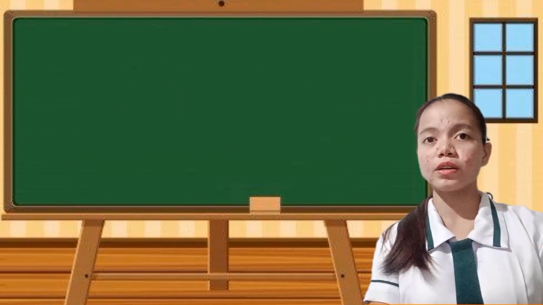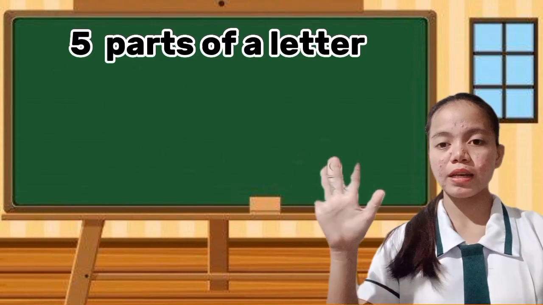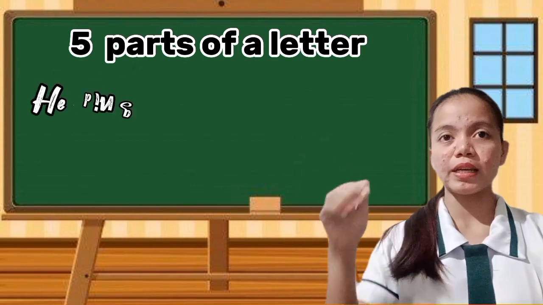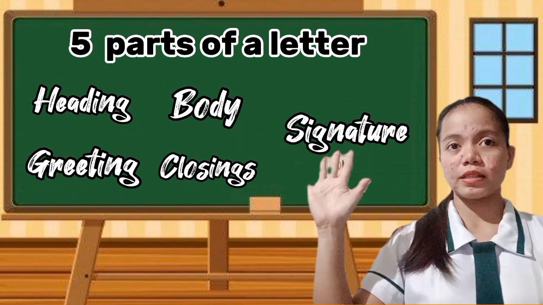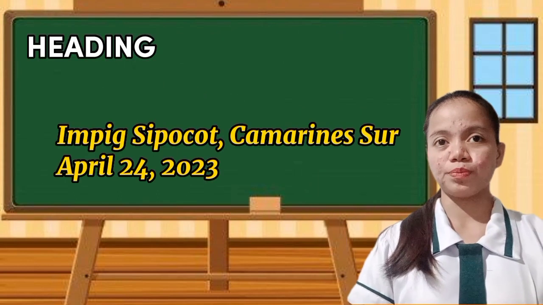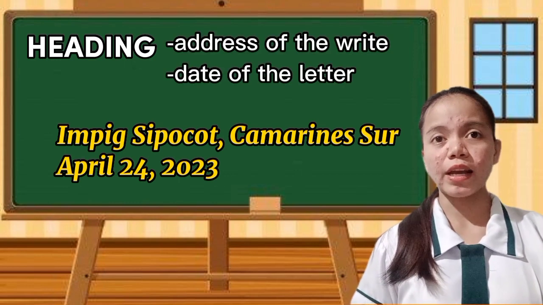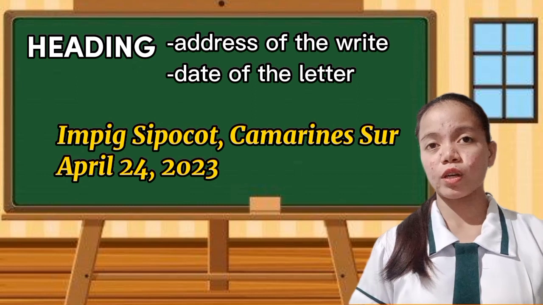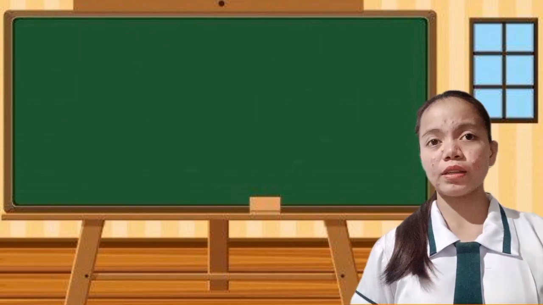I know that you are all ready for our discussion. So there are 5 essential parts of a letter, namely the heading, the greeting, the body, the closing, and the signature. For the heading, let us use this example. So as you can see, it contains the address of the writer and then the date of the letter which it was written.